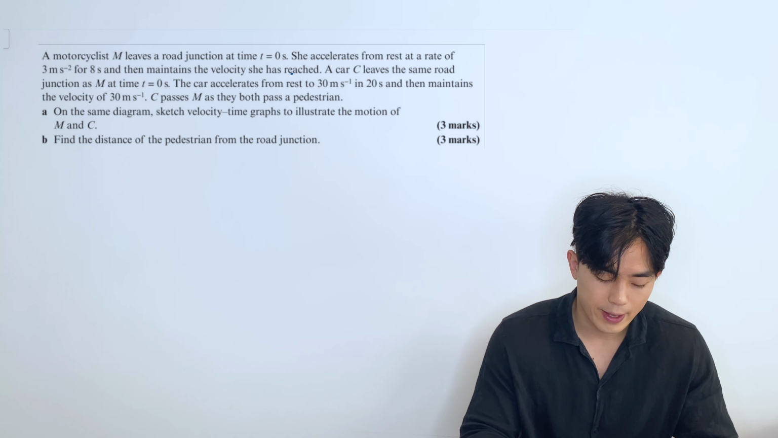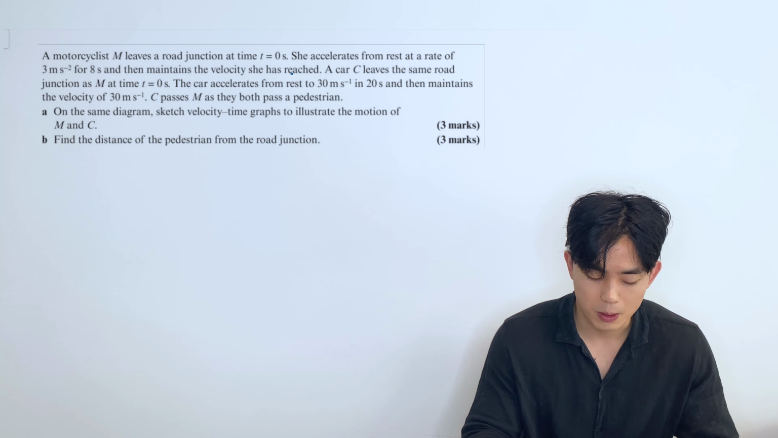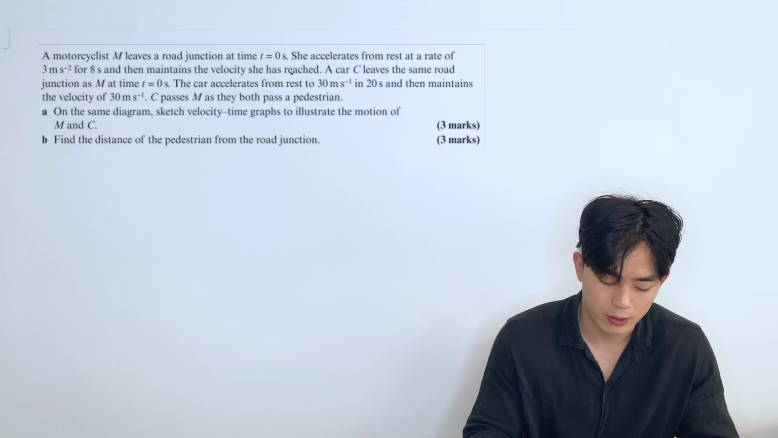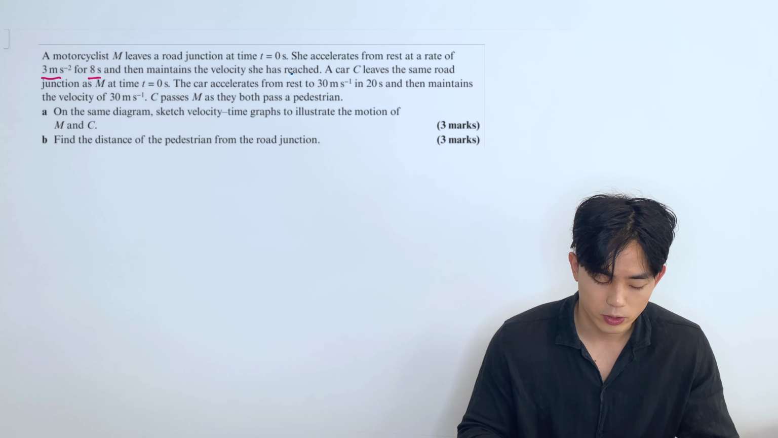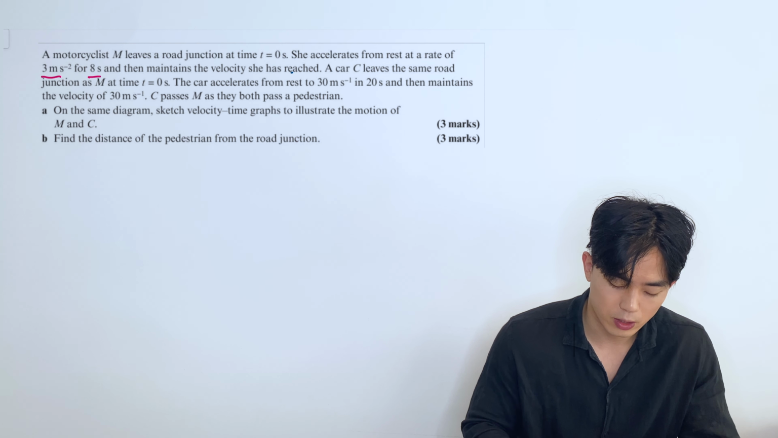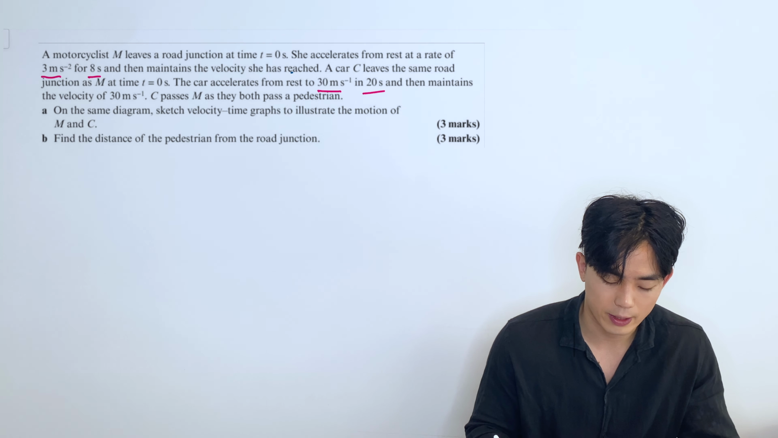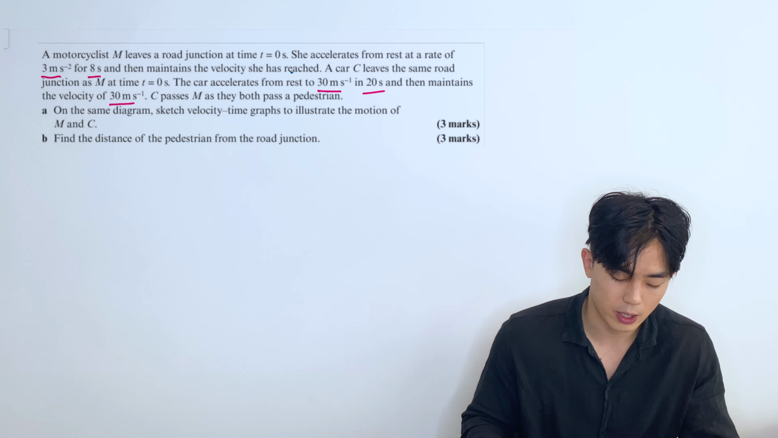A motorcyclist M leaves a road junction at time t equals 0. She accelerates from rest at a rate of 3 meters per second squared for 8 seconds, and then maintains the velocity she has reached. A car leaves the same road at time t equals 0. The car accelerates from rest to 30 meters per second in 20 seconds, and then maintains the velocity of 30 meters per second. On the diagram, sketch a velocity time graph.